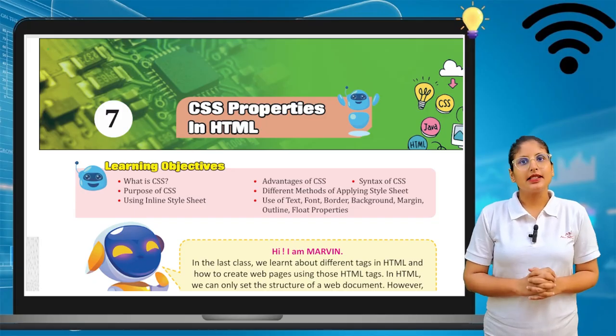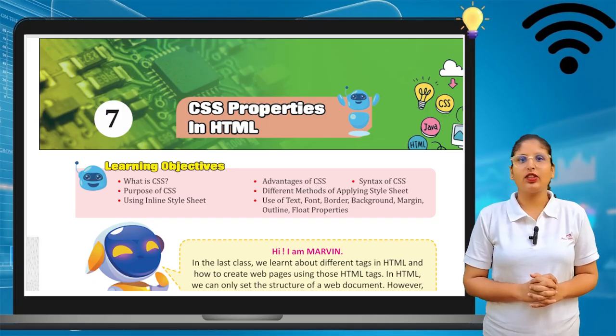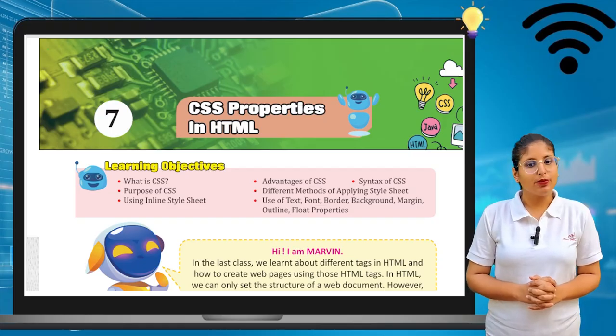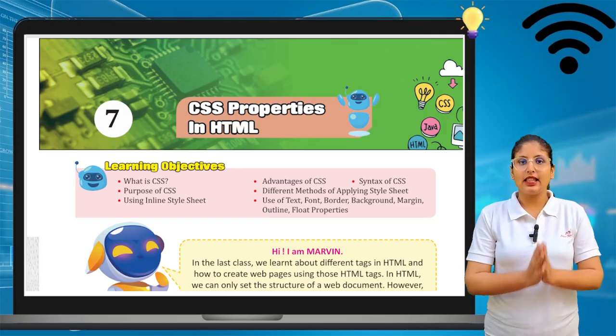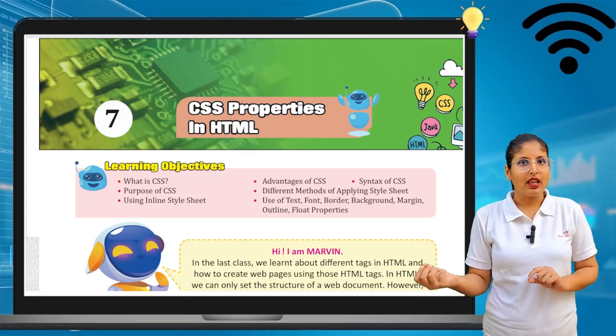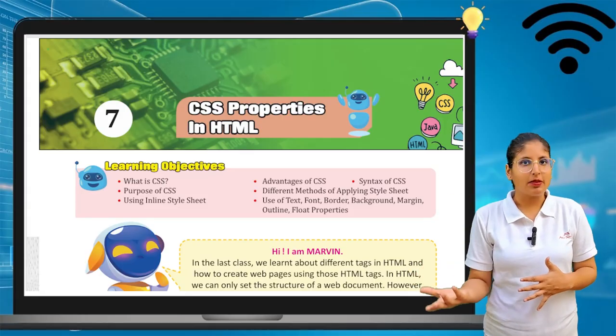So, my dear learners, here we will start chapter number 7 of your book. The chapter number 7 name is CSS Properties in HTML. So, my dear learners, we will see in this chapter what CSS is and how it is different from HTML.